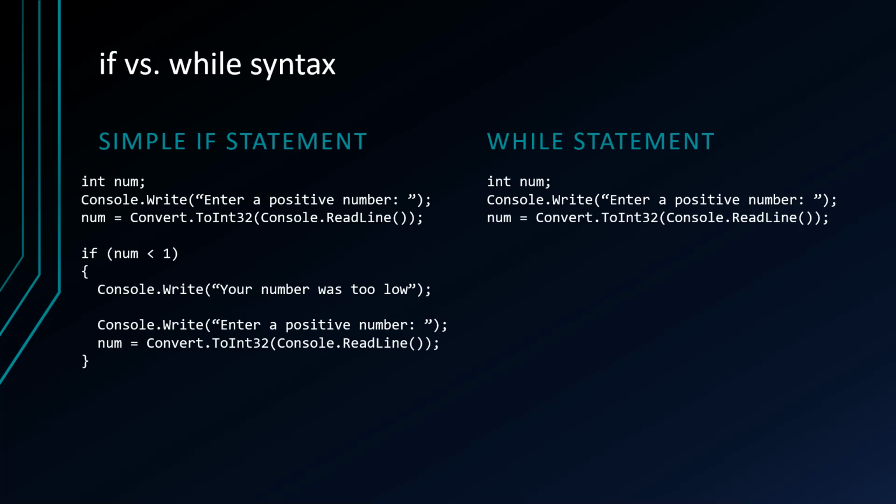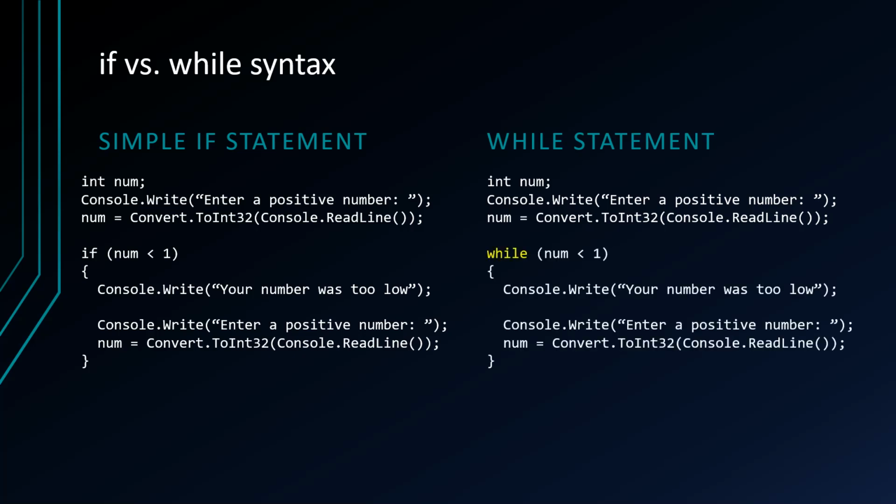Now let's go over to the while side for a second. We're still asking for a positive number, and we read in that number. Now what if they enter a number that is too small? While the number is less than 1, we're going to tell them it's too low, and we're going to ask them for another number. The exact same 2 lines of code as before. Then we're going to continue on with the rest of the program.